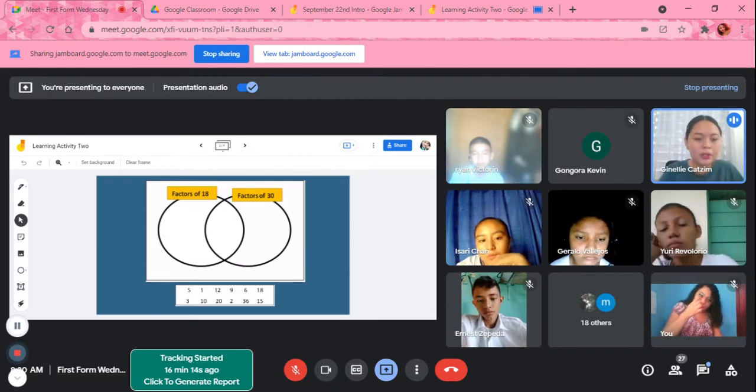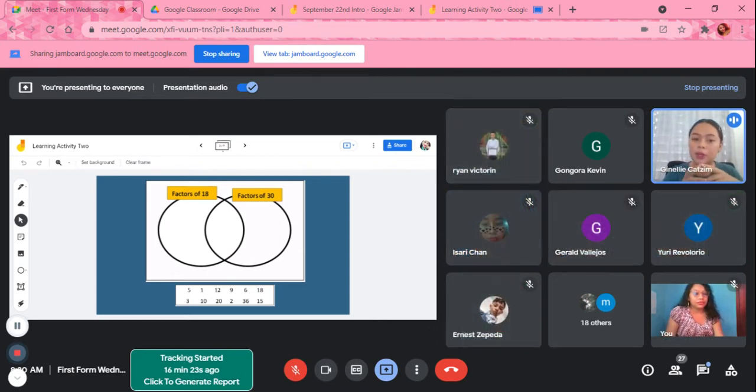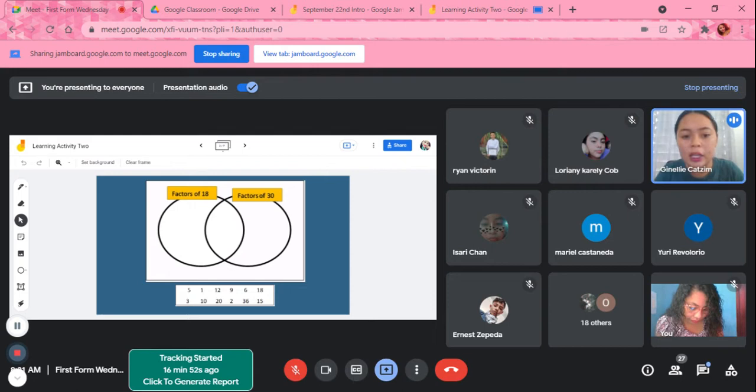If you remember, what goes in the center where the two overlap are the common ones, which are both factors of 18 and 30. So we'll place them together. We have 5. Is 5 a factor of 18? No, but it is a factor of 30, right? So we need to put it on the side of 30. We cannot put it in the center because it is not a factor of 18. It is a factor of 30 by itself.